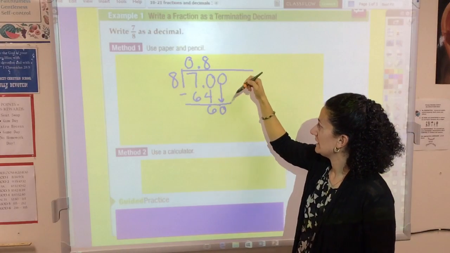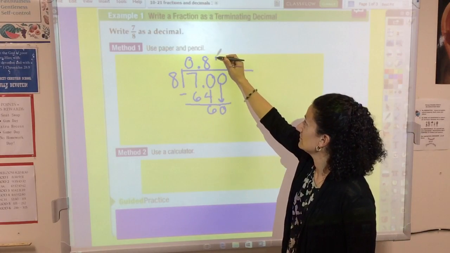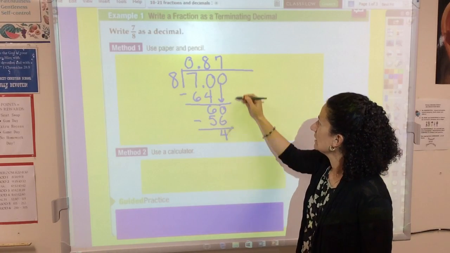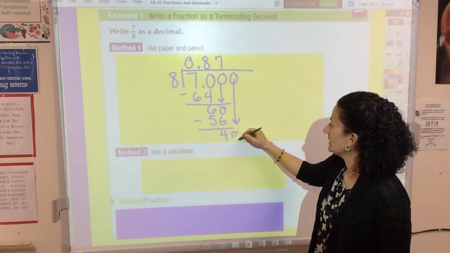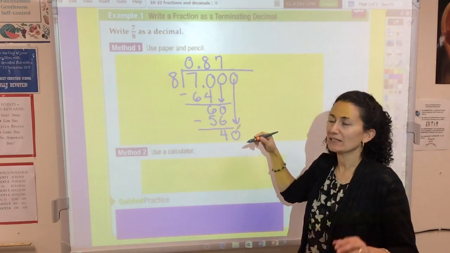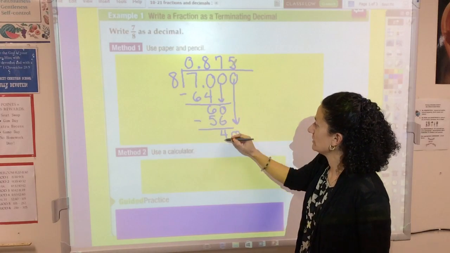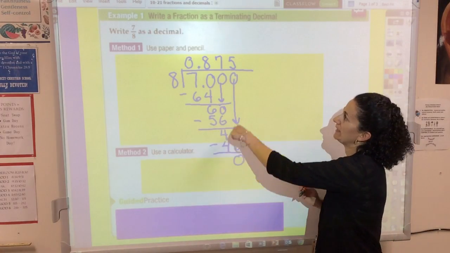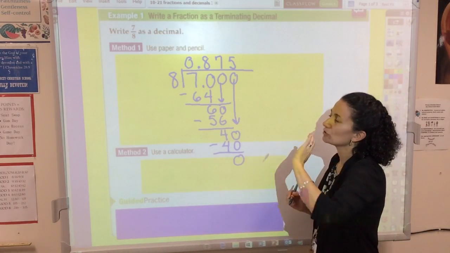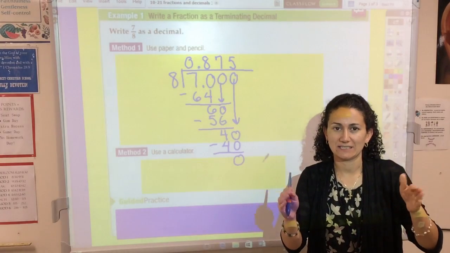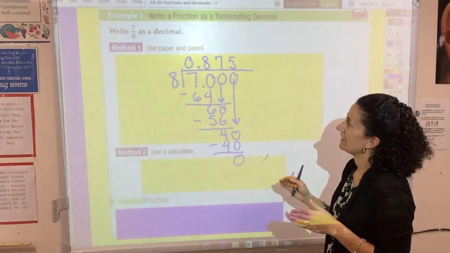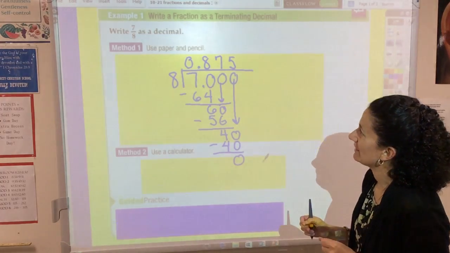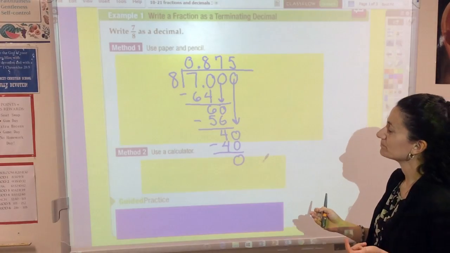So now I'm going to divide 8 into 60, and that is 7 times, because 7 times 8 is 56. Remainder 4. And when I bring down one more 0, I see that 8 goes into 40 exactly 5 times, because 5 times 8 is 40. So once I have a remainder of 0, I am finished. My decimal is a terminating decimal. That means it ends, it terminates. 0.875 or 875 thousandths. That is 7/8 as a decimal.